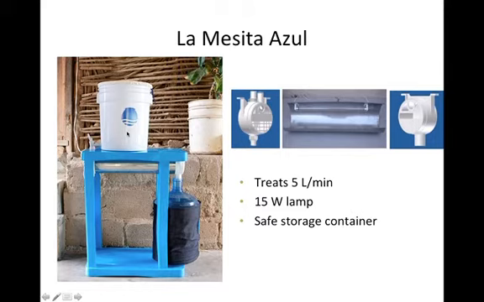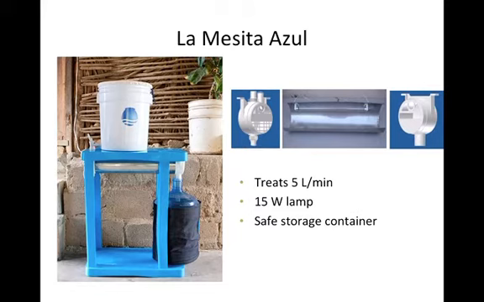This device can treat 5 liters of water per minute. It uses a 15 watt UV lamp, which costs, last time I checked, about $12 to $15 usually, and we estimate could last for many, many years for a single household. And then a place to store your water. This was designed for households in Baja California, though it's now being used in other parts of Mexico, that go and collect their water manually.